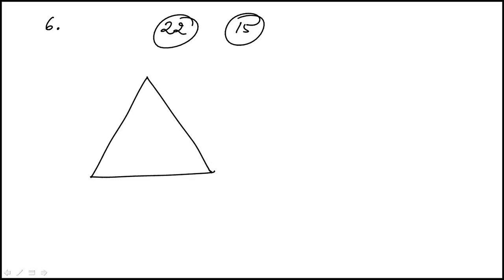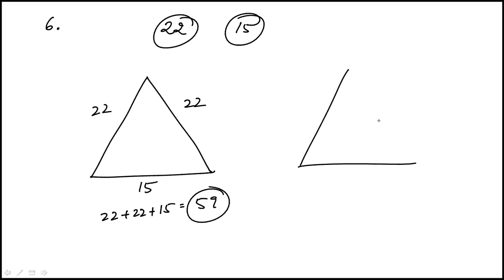So here we're given the lengths of two sides of an isosceles triangle. They're 22 and 15, and they're asking for possible values of the perimeter. So if we draw this out, in an isosceles triangle, any two sides of the triangle are equal. So one way we could create this triangle is if the two equal sides are both 22, and this is 15. So in this case, the perimeter would be 22 plus 22 plus 15, which is 59.